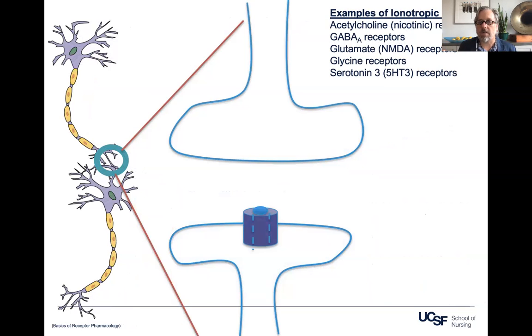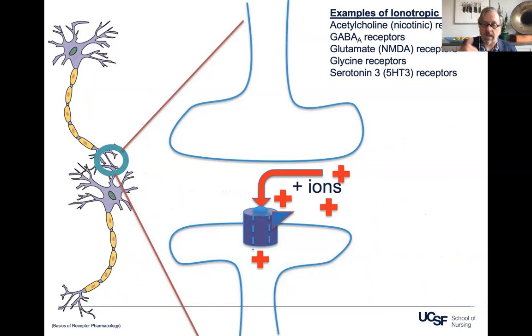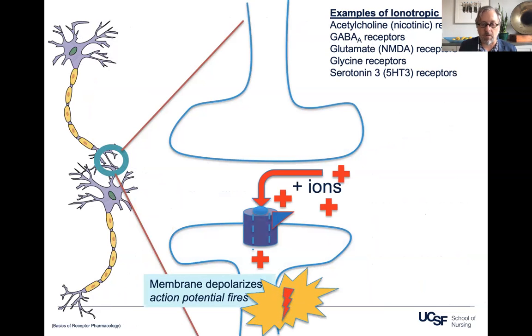So a good example of this would be GABA receptors, which is relevant to benzodiazepines. They allow for negatively charged ions to flow in. Normally, if a channel allows positively charged ions to flow in when they open up, those positively charged ions flow in, and the neuron fires. Okay, that's the depolarization or action potential.